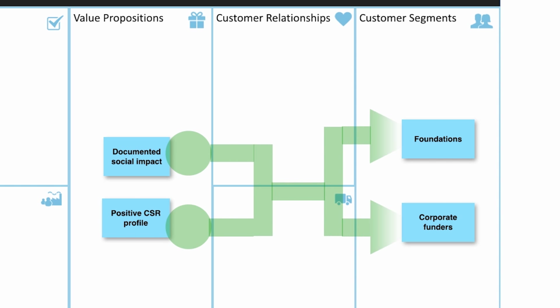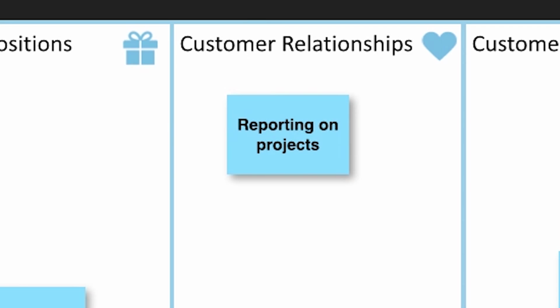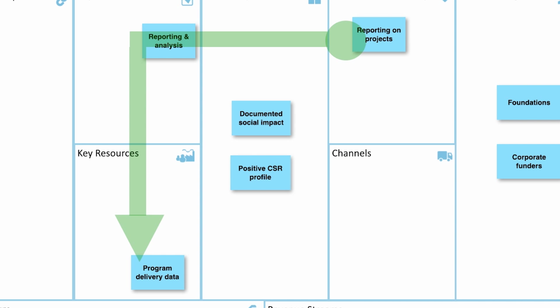The job to be done for these segments is supporting social innovation and fulfilling their corporate social responsibilities. For these organizations, Kiva's value is in providing documented positive social impact and a positive CSR profile. For this, they receive annual grants and funding. The evidence that they need for funding comes through their retention strategy of tracking and reporting on projects. By collating and analyzing the data, they create a rich data store of delivery and results. They leverage that data in applying for annual and multi-year grants from the funding customer segments.